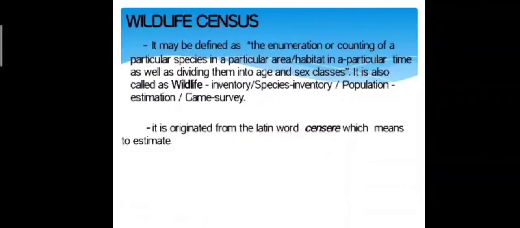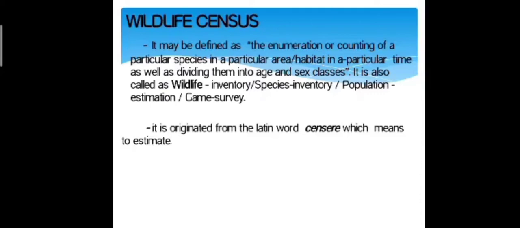Wildlife census may be defined as the enumeration or counting of a particular species in a particular area, habitat, and time, as well as dividing them into age and sex classes. It is also called wildlife inventory, species inventory, population estimation, and game survey. It originated from the Latin word censere, which means to estimate.